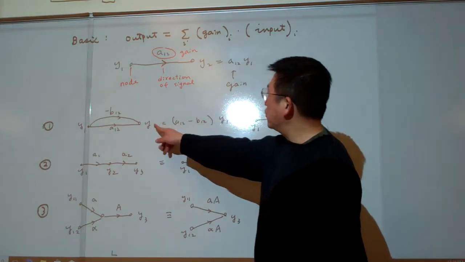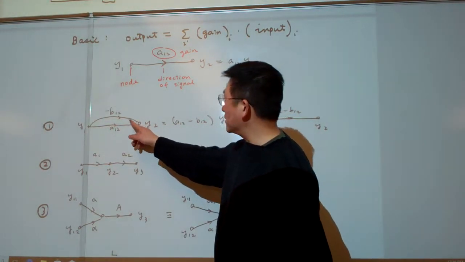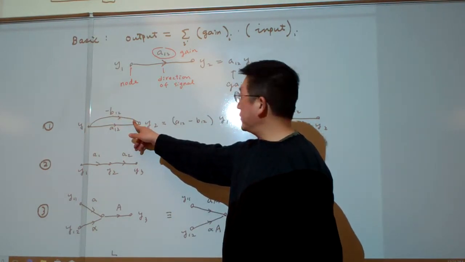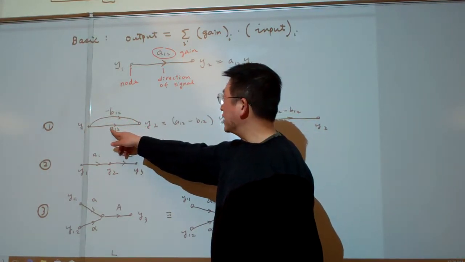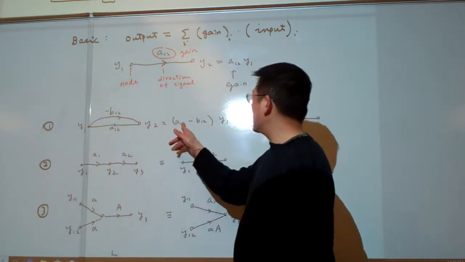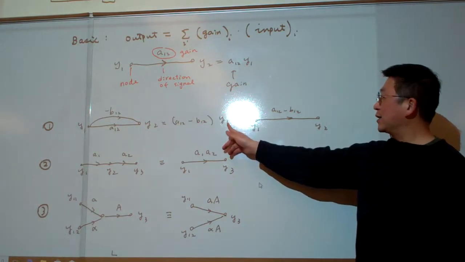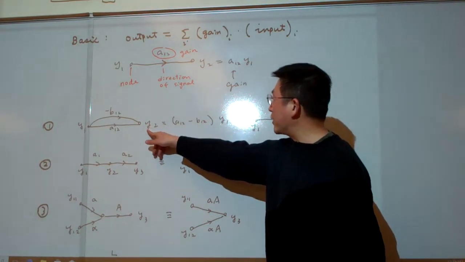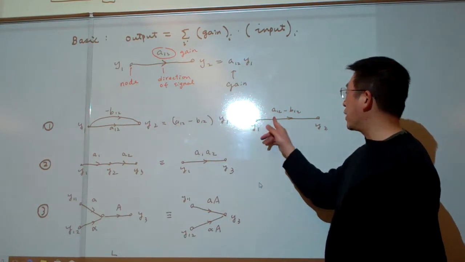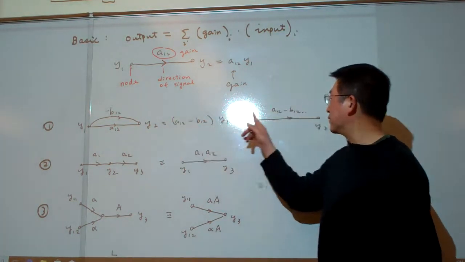So for this case, Y2 equals the summation of the information coming in, and from here there are 2 paths. On each path, it is A12 times Y1, and this is minus B12 times Y1, so we come to here. Using the algebra, Y2 is equivalently this gain multiplied with Y1. So this one can be simplified to this.